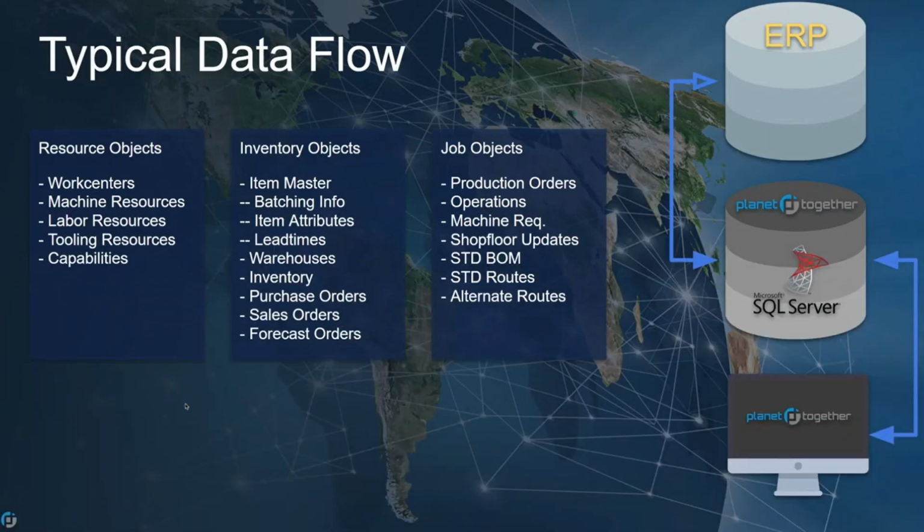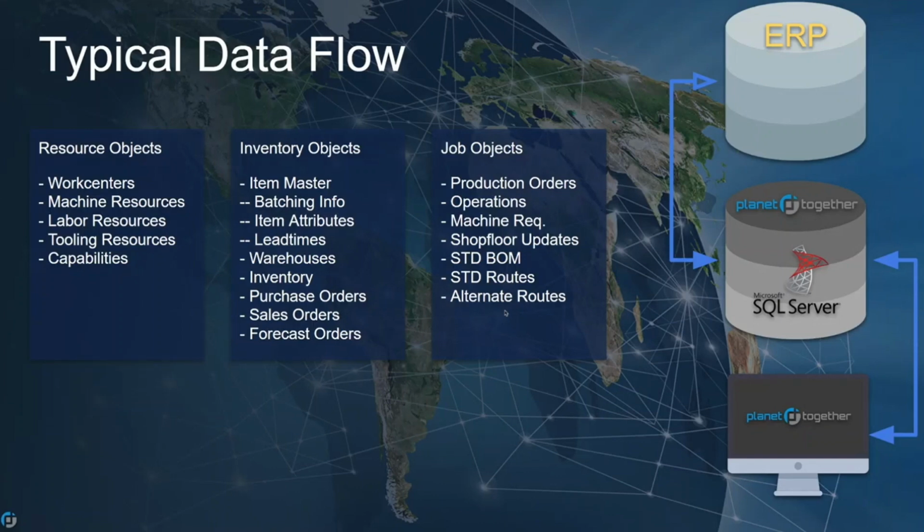A little bit about data flow before we get into the software. Let's start with the groups of data that we have. Plan Together needs to know your capabilities and the capacity you have in your facility, but it also likes to know your inventory levels so it can do some constraining by what's on hand and what purchase orders are coming in. I like to think of it as 3 buckets of data: your resource objects, your inventory objects, and your job objects.